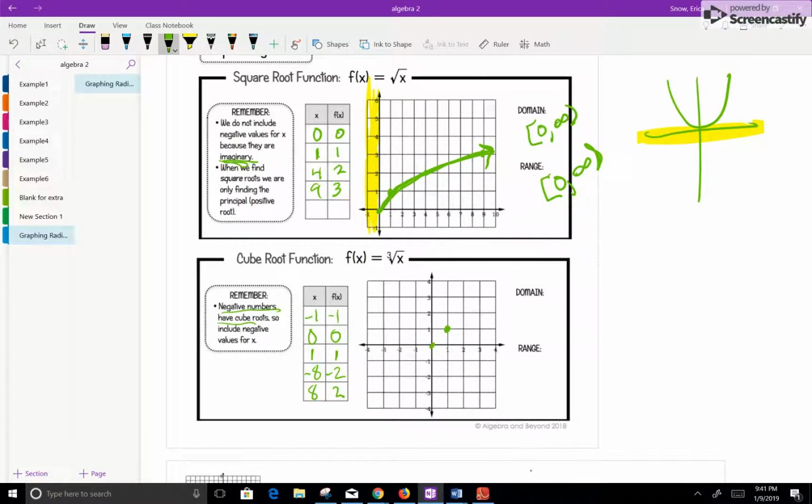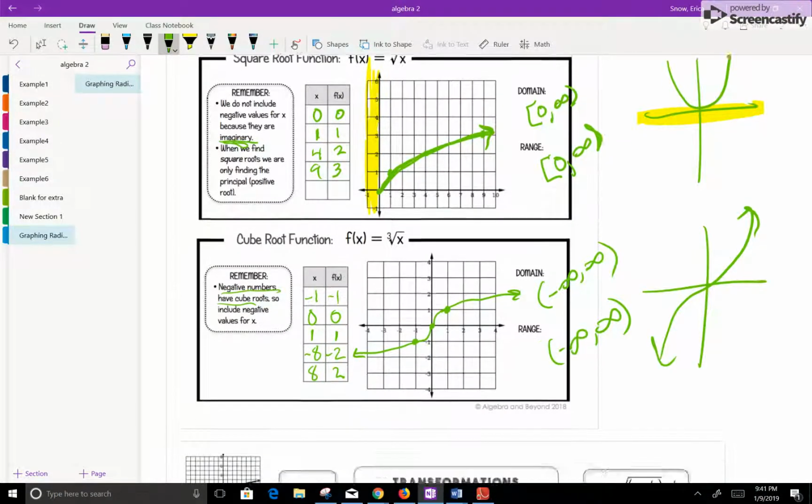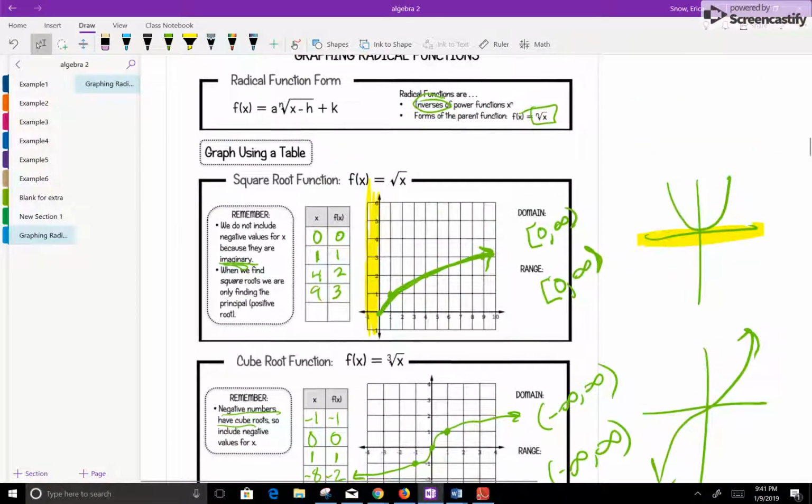But this looks like a cubic function turned on its side. Go out here to -2, 8 and 2, 8. So the domain and range are -infinity to infinity for these cube root functions, because remember, for a cubic, our domain and range were both infinite.